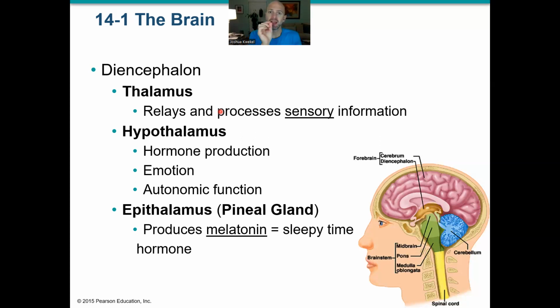Hypothalamus. What did I say? It integrates brain function and endocrine function. It's involved in hormone production because the hypothalamus makes its own hormones, and it communicates to the pituitary. That's one of the main things it does. Also, it's very important for mood and emotion. Our sense of happiness or joy comes from our hypothalamus. It also controls a lot of autonomic function.